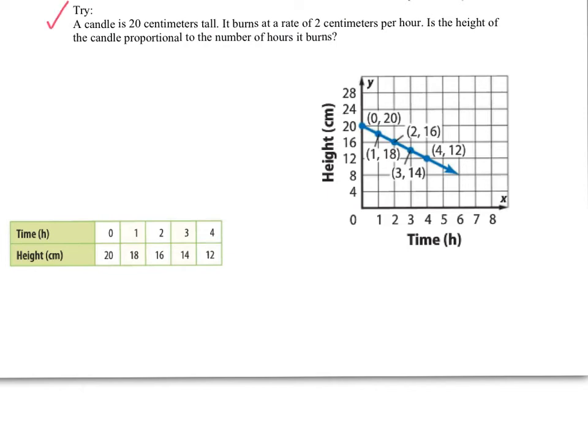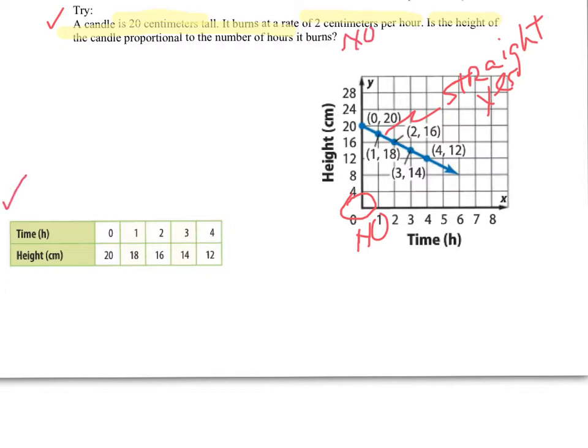Okay, it's your turn. Try this. This story reads, a candle is 20 centimeters tall, burning at 2 centimeters per hour. And the question, is the height of the candle proportional to the number of hours burned? The first thing we look for is, is the line straight, and it is a straight line. The next thing we look for, does it go through (0, 0)? And the answer is no, it does not. So we can say that no, this is not a proportional relationship, but we can check it with the unit rates.